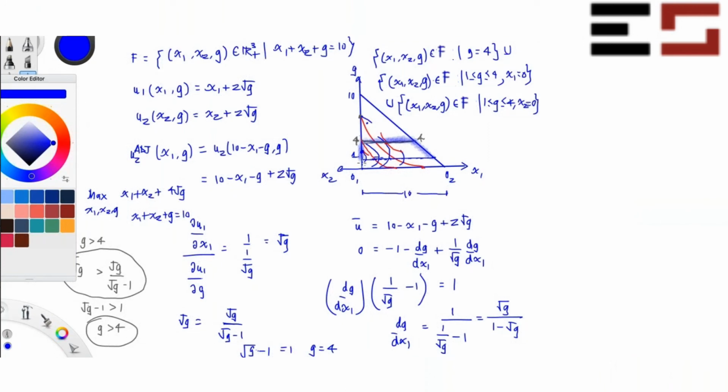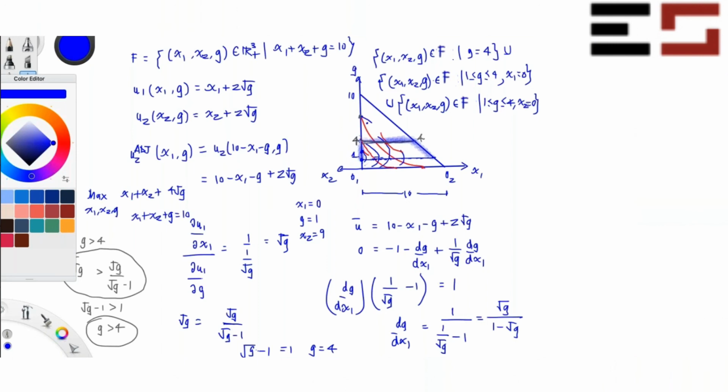You can see the example here. For example, you can see this point, where x1 is 0, g is 1, and x2 is 9, right? This is a point where you can easily check it doesn't maximize the sum, but it is Pareto efficient. You can quickly check by comparing this point and this point. The sum will be higher at this point.